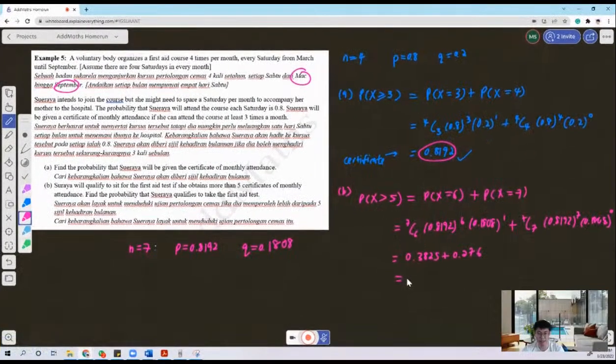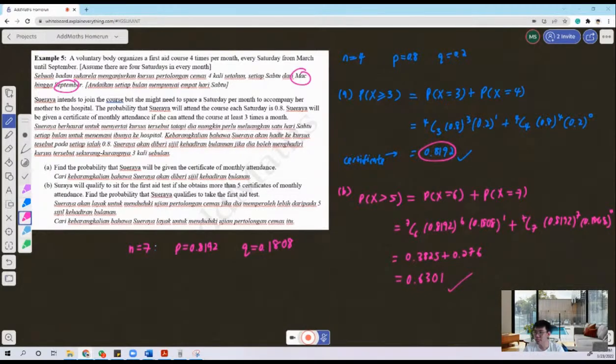So I am getting something like that. This is the probability that she will be sitting for the test. What I want to emphasize here is that questions like this will always use the probability you previously got from part A. So you need to take note.